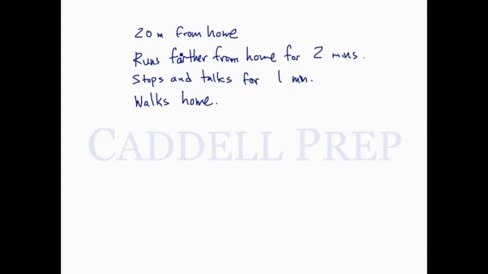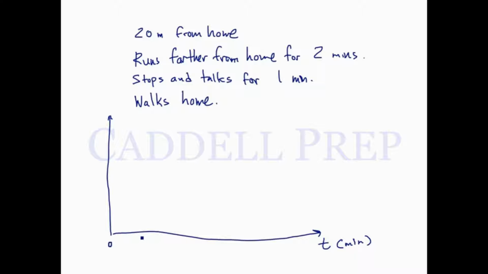Let's look at an example of something that a student's doing after school and plot his distance from home. So let's make this time in minutes. So 0, 1, 2, 3. Alright, so this student starts off 20 meters from home. So when time is 0, the student is 20 meters away from home.